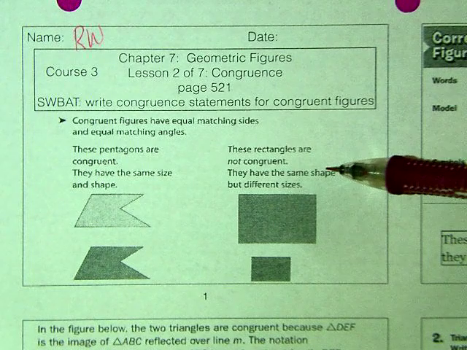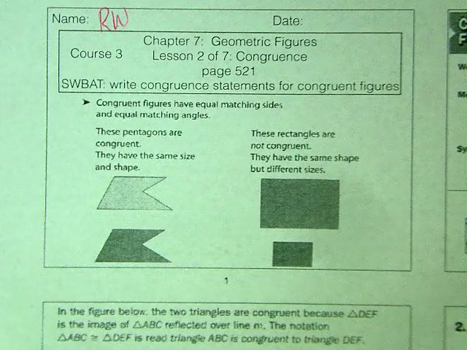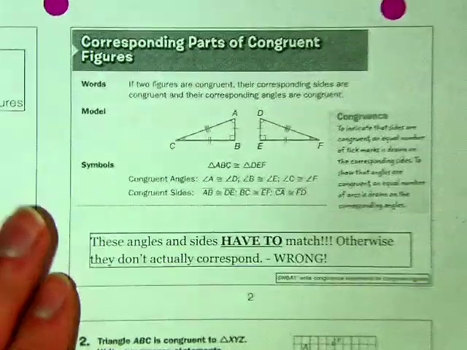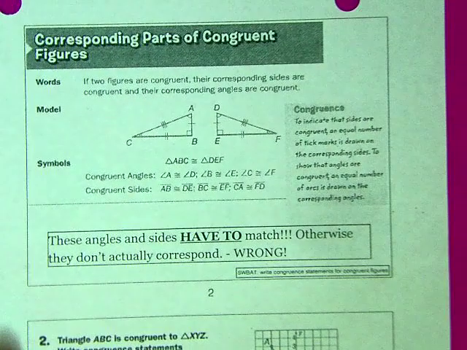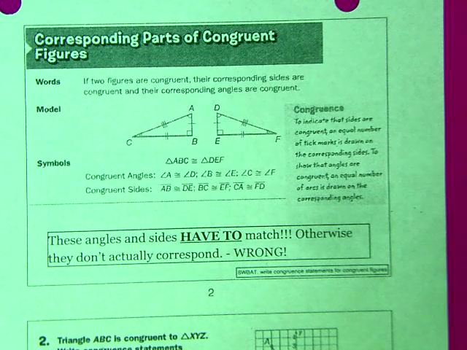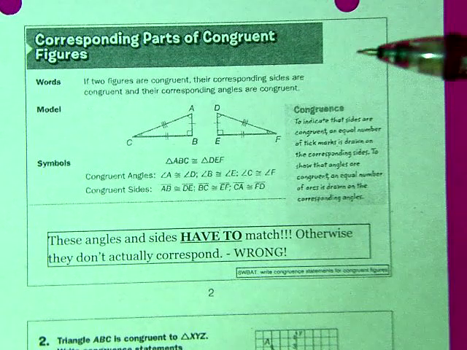These rectangles are not congruent. They have the same shape but different sizes. So we're talking about things that are congruent today. So it says corresponding parts of congruent figures. If two figures are congruent, their corresponding sides are congruent, so the sides that look the same are the same, and their corresponding angles, or the angles that look the same, are the same.